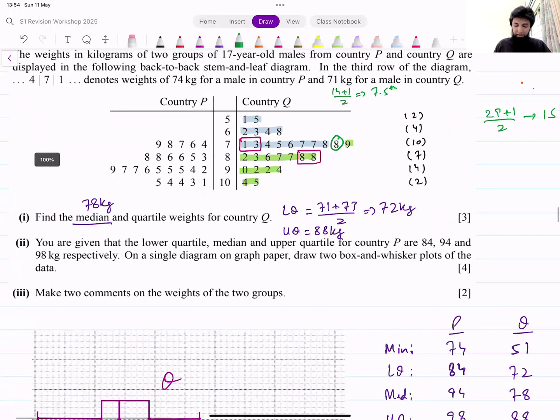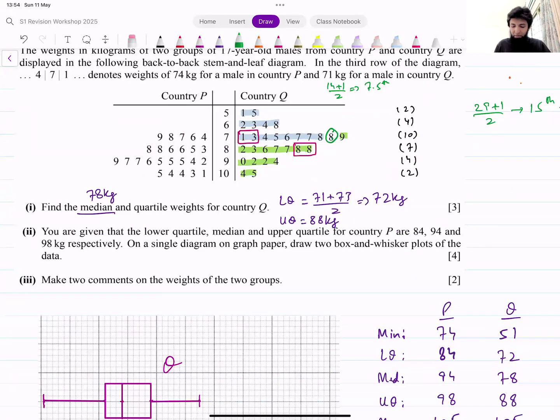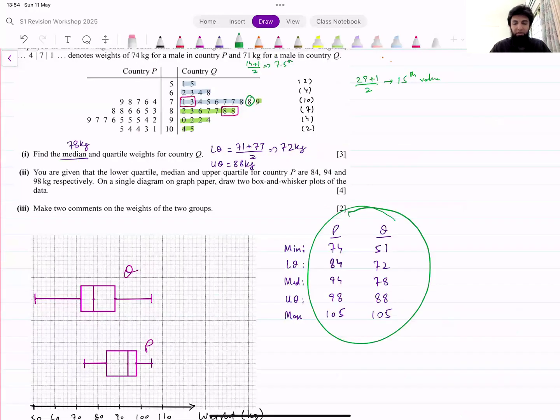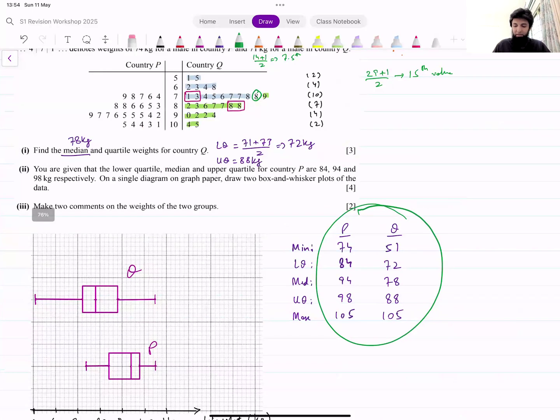Now, in the second part, they've given you the lower quartile, the median, and upper quartile for the other country as well. You can find the minimum and maximum values from the data. This is the minimum value for P. The maximum value is 105. The minimum is 74. Similarly, you can find that for Q as well. And you would have these 5 values, minimum, lower quartile, median, upper quartile, and maximum, for both P and Q. And then you can draw those diagrams like this.